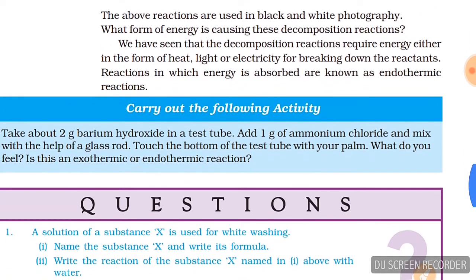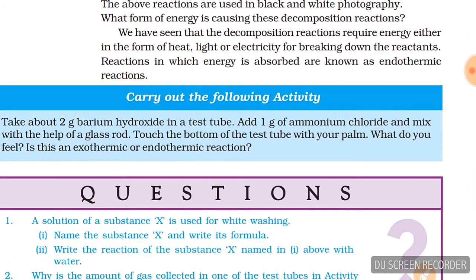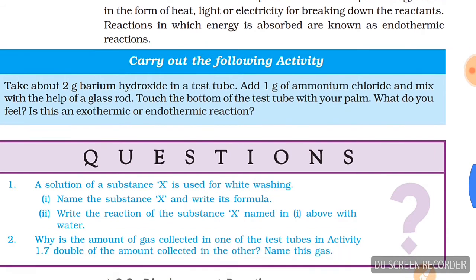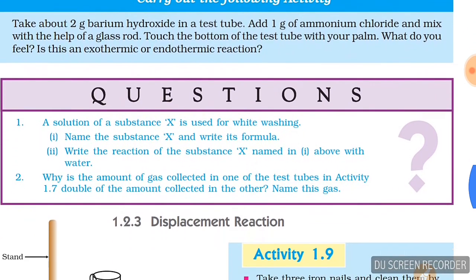So we have seen the decomposition reaction requires energy either in the form of heat, light or electricity for breaking down of reactants in which energy is absorbed. So this is what type of reaction? Endothermic. And previously it was what type, combination reaction? Was exothermic reaction, and this is endothermic reaction. दोनों में difference समझ में आया? Okay, then move towards the question.